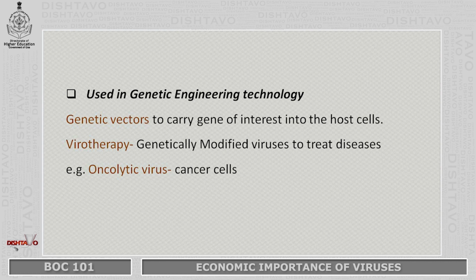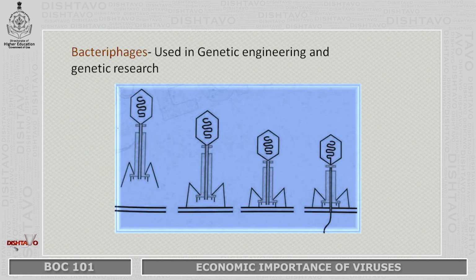Next, viruses are used in genetic engineering technology. The viruses are used as genetic vectors. So what are vectors? Vectors are the carriers which carry a particular gene of interest inside the host cells. Then there is virotherapy. Here genetically modified viruses are used to treat different diseases. For example, oncolytic viruses are used to treat cancer cells. These viruses will attack only the cancer cells and destroy them.